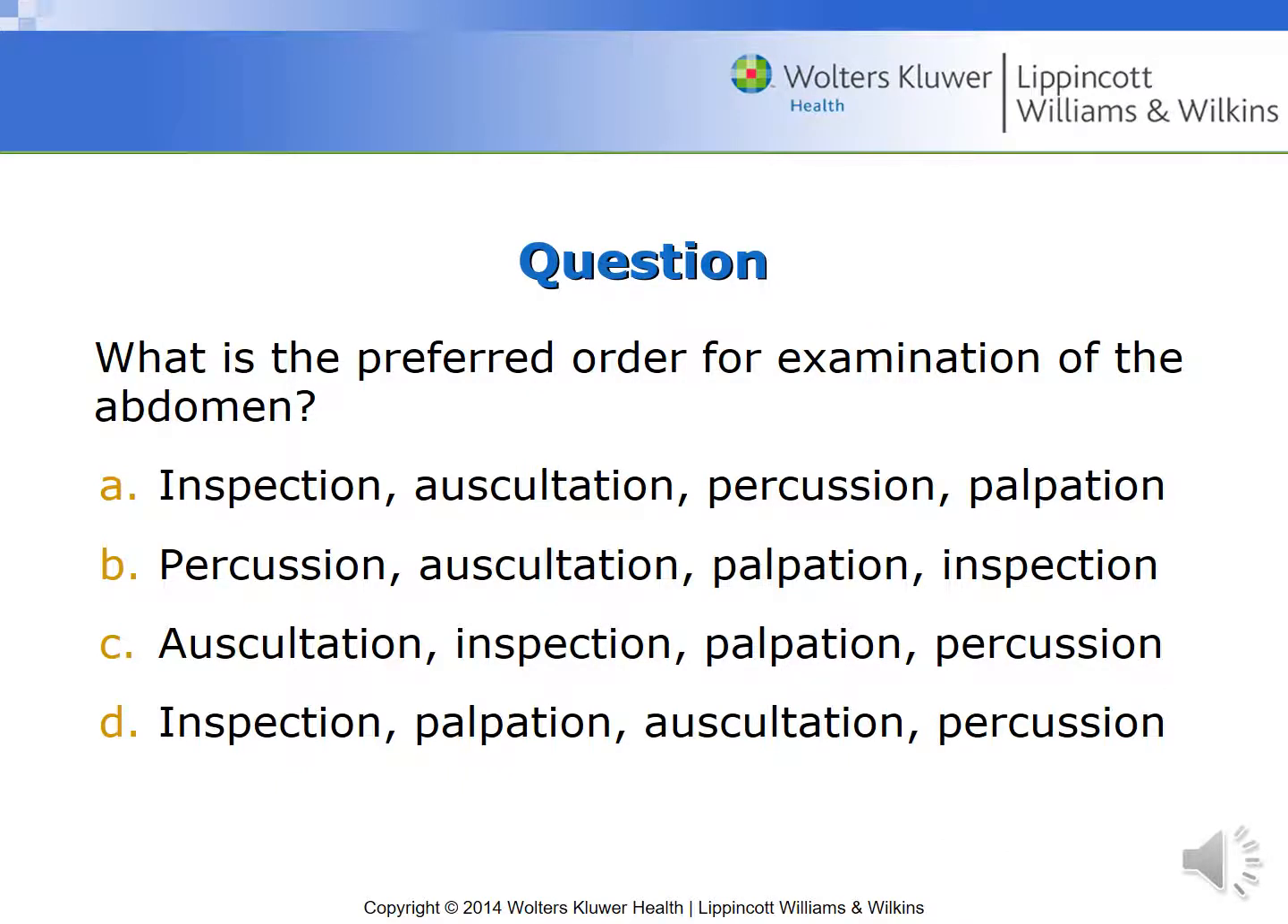So here's a quick question for you. What is the preferred order for examination of the abdomen? Is it A, inspection, auscultation, percussion, palpation? B, percussion, auscultation, palpation, inspection? C, auscultation, inspection, palpation, percussion? Or D, inspection, palpation, auscultation, or percussion?